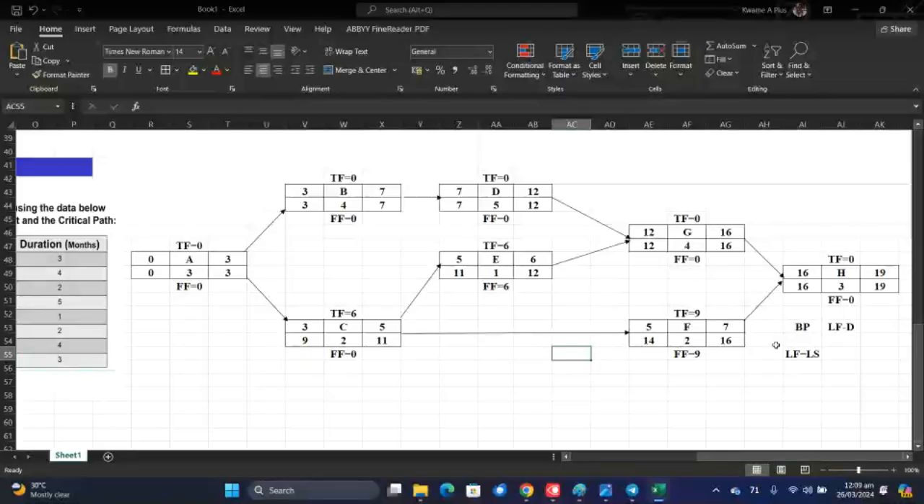Just look at it, without any calculation. The critical path is at the top. Exactly. So the top, because what? All of them have the total float as 0, 0, 0, 0.